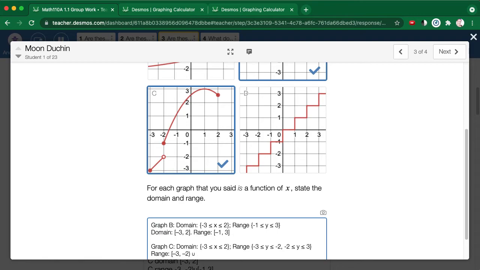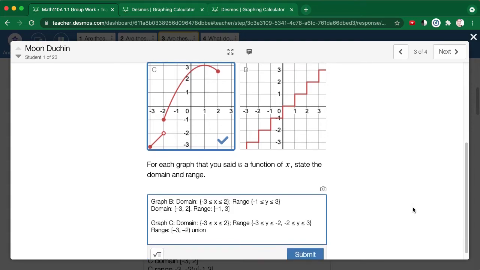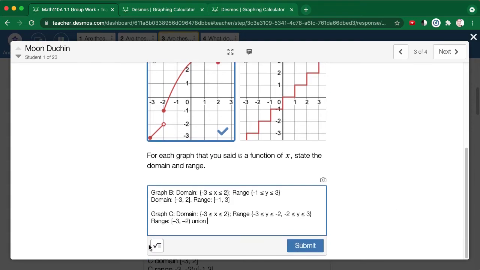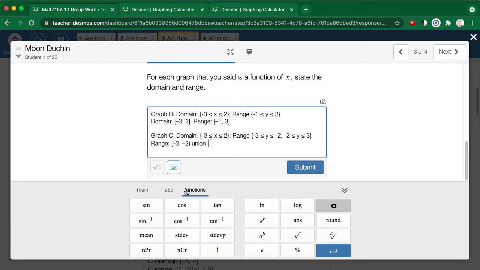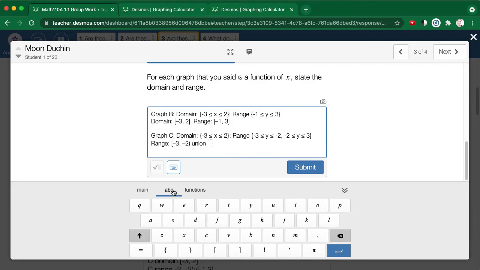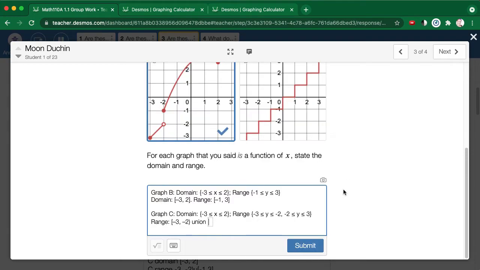I found that from my character palette, but you can also just say union in your work. Don't worry about finding symbols in your writing here. I wonder if it's in here. Doesn't look like it. Okay. So union.